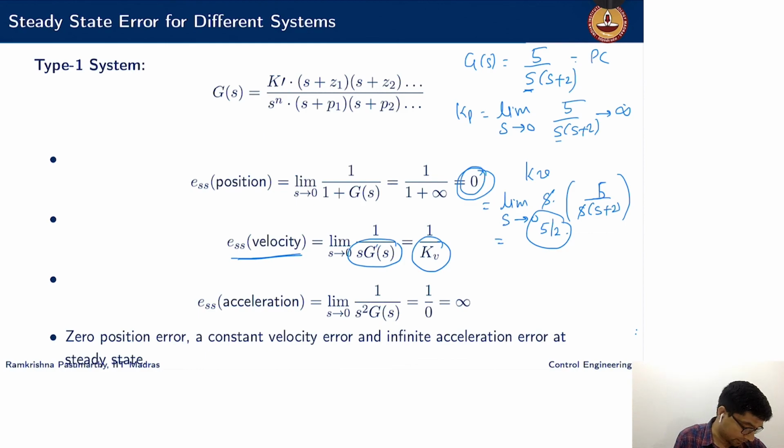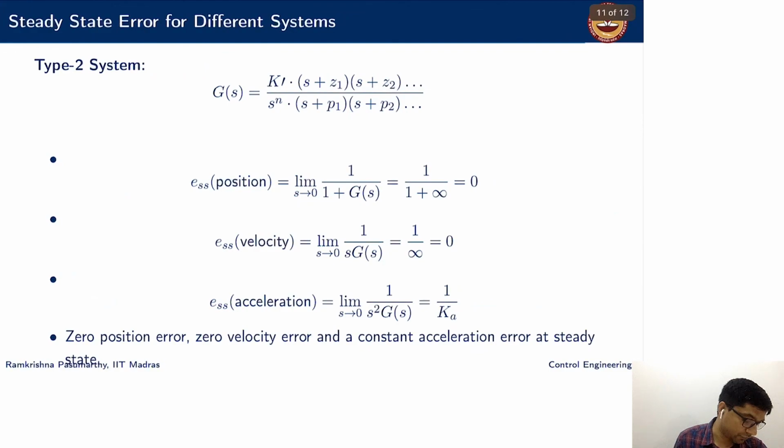Okay, so this is the summary. A 0 position error, a constant velocity error. If I go one step further, I do the same analysis, I get an infinite acceleration error at steady state. Okay, this is fine. Now I go to type 2 systems.